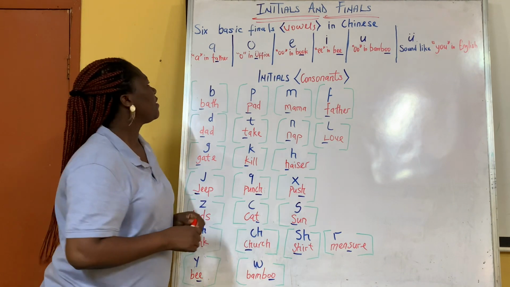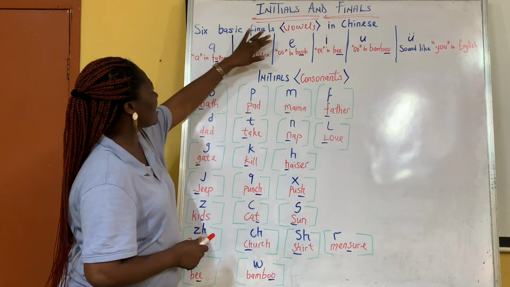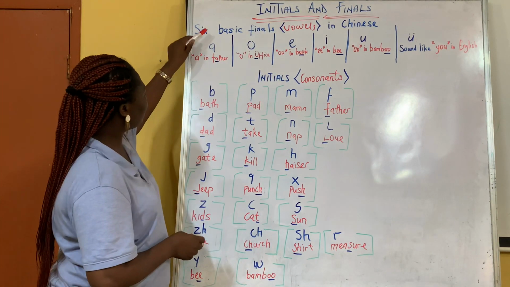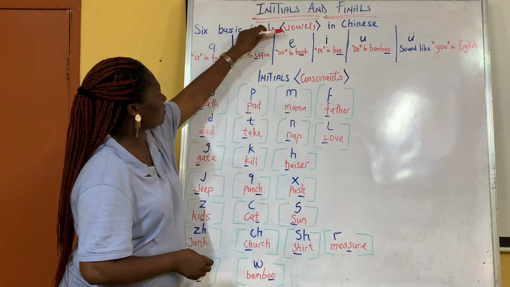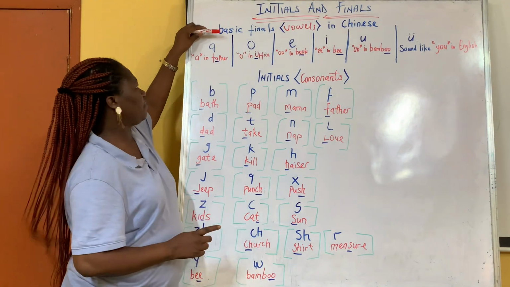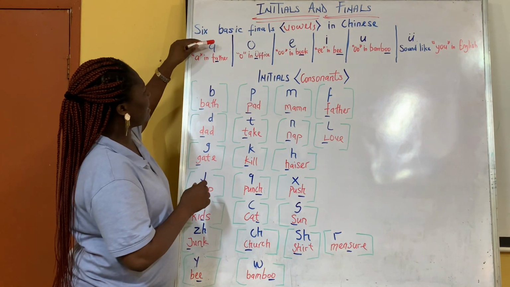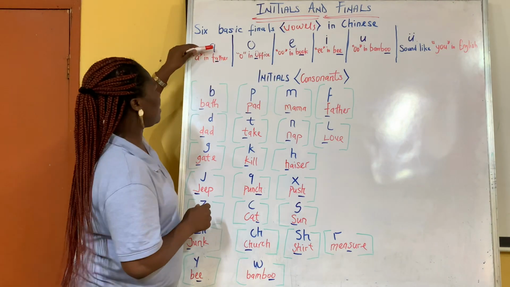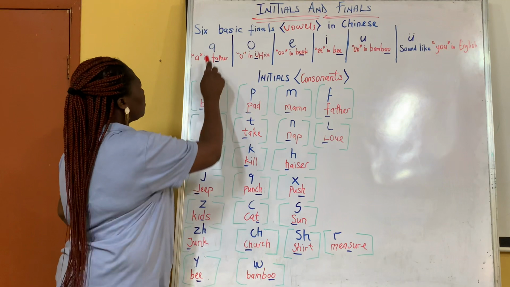Let's go. Okay. So the first one, in Chinese, we have 6 basic finals, which also have the same meaning as vowels in Chinese language. You can call it finals or vowels. Why did I say 6 basic? Because apart from these 6 basic ones, they can form the other vowels, using these 6. So that's why we say 6 basic vowels. Okay. So the first one is what?